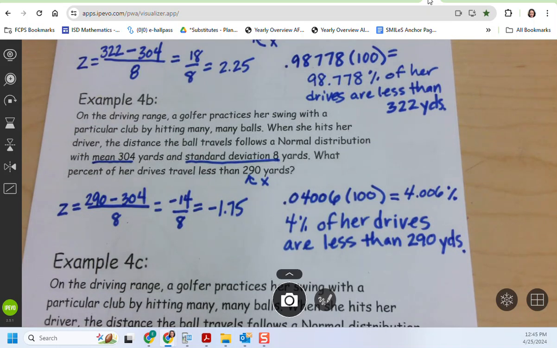So that's a weird word, drives, right? Like when I think of drive, I think of driving a car, but that's what it's called when the golfer hits the ball far. It's called a drive. I'm not really familiar with golf terminology myself, but I learned that one. So it doesn't mean she's driving a car. It means she's hitting the golf ball. All right, does anybody have a question on that one?